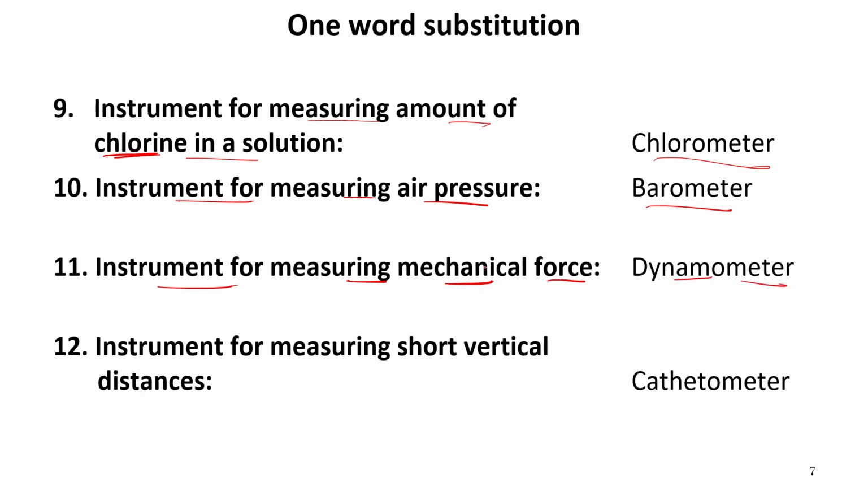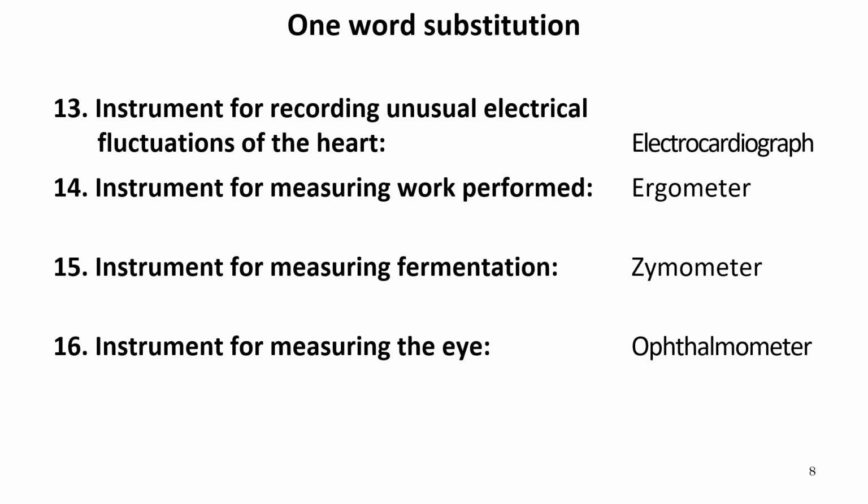Dynamometer is used to calculate the mechanical force, or the force which is applied to the object. So there is dynamometer. Now let us move to the next one. Instrument for measuring short vertical distances. So which are short distances, that is known as cathetometer. Now this is again, catheto is related to the distance, and cathetometer. Now let us move to the next one.